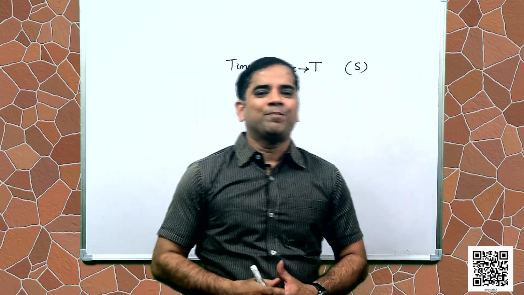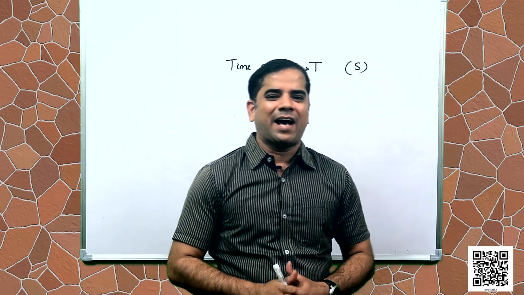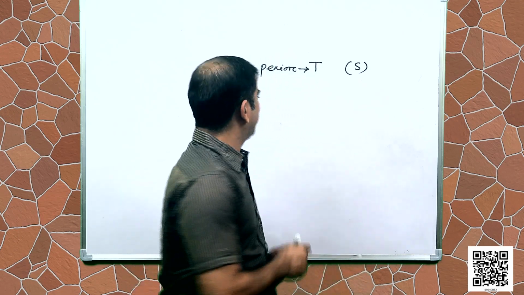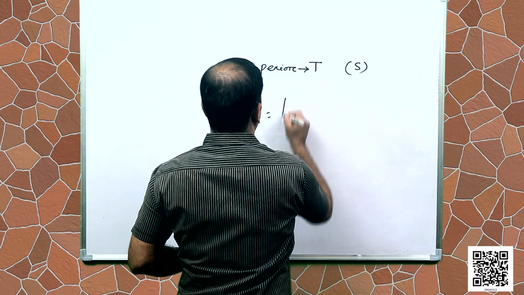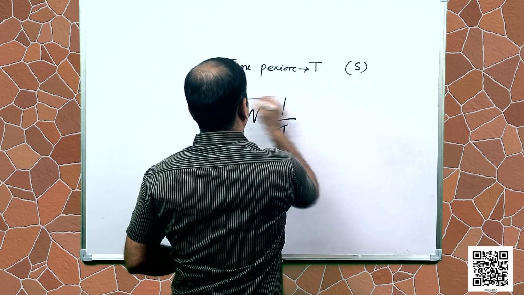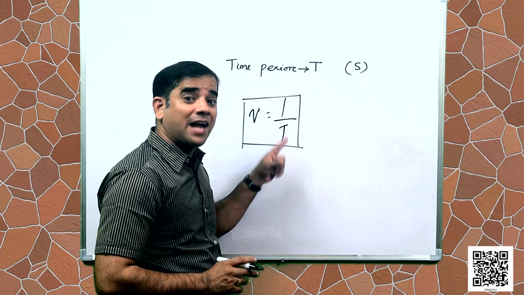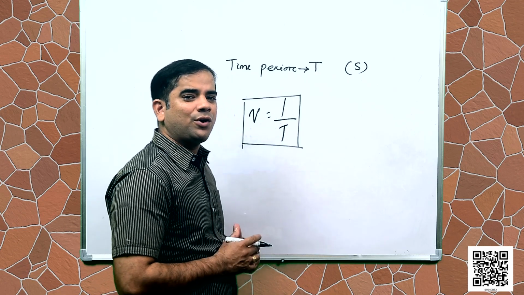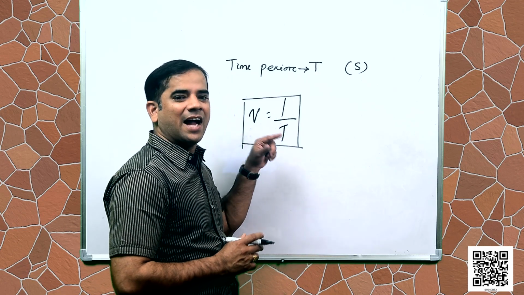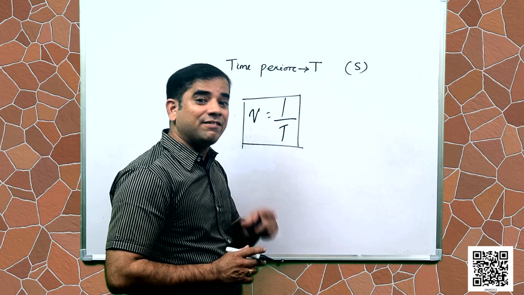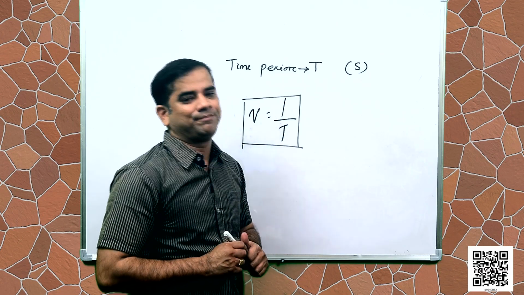Fine. So, frequency and time period are related as follows: ν = 1/T. So, frequency and time period are inversely proportional to each other.